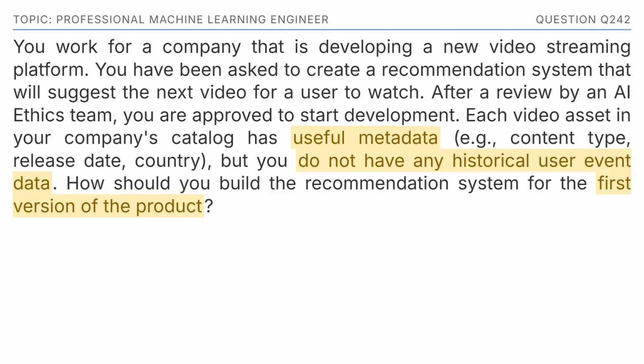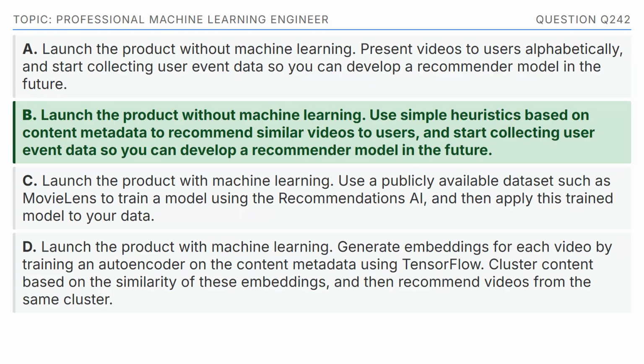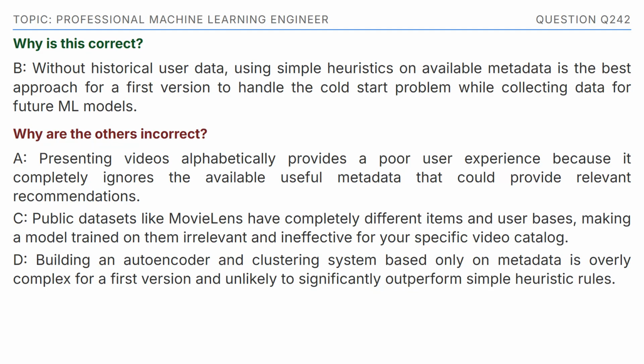To arrive at the correct answer, we focus on the keywords: useful metadata, do not have any historical user event data, first version of the product. The correct answer is option B, launch the product without machine learning. Use simple heuristics based on content metadata to recommend similar videos to users, and start collecting user event data so you can develop a recommender model in the future. Why is this correct? B. Without historical user data, using simple heuristics on available metadata is the best approach for a first version to handle the cold start problem while collecting data for future ML models.